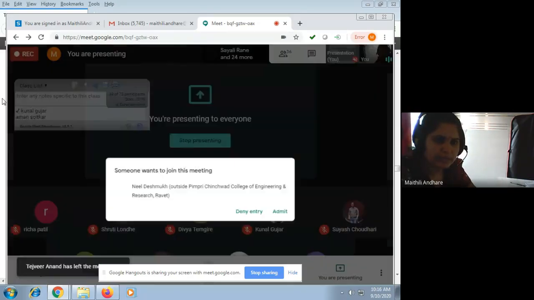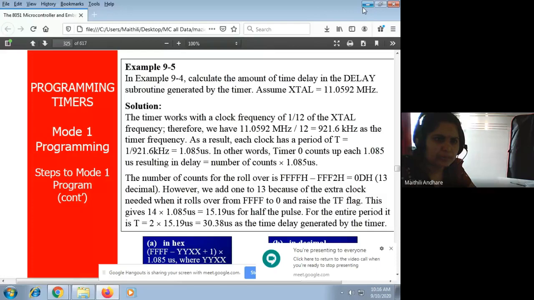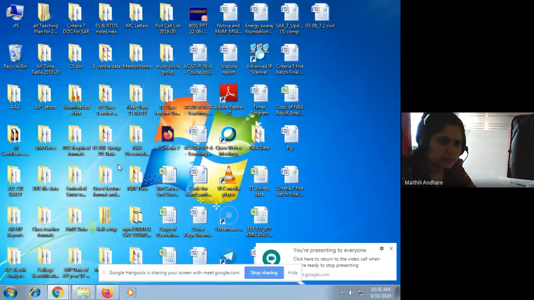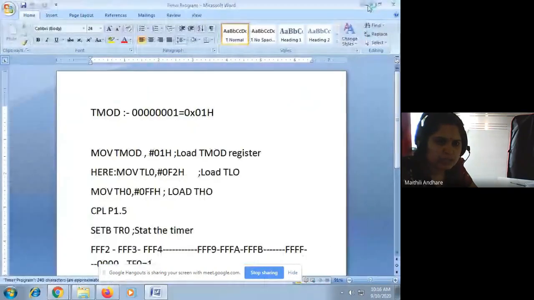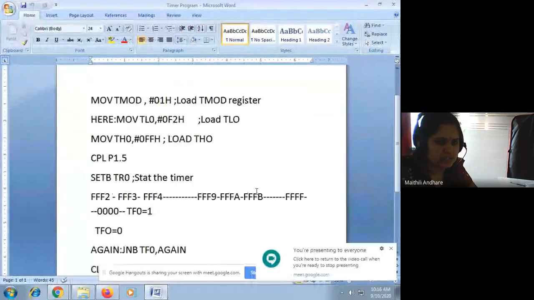What we completed in the last lecture is we took one program related to the timer and explained the complete program stepwise. I hope you understood the timer programming, and now you could write the program on your own. That is the main intention. Again, if you have any doubt related to that, you can ask me. I am sharing the code that we explained and completed in the last lecture.